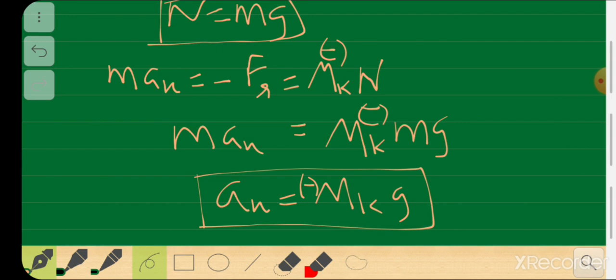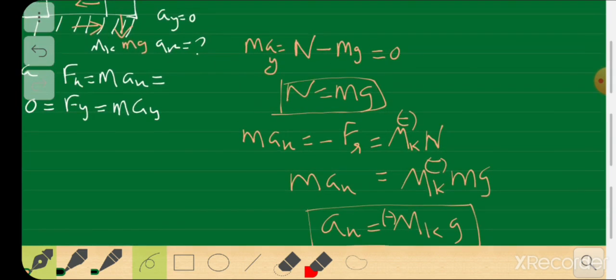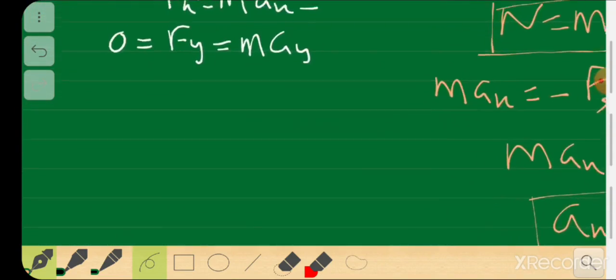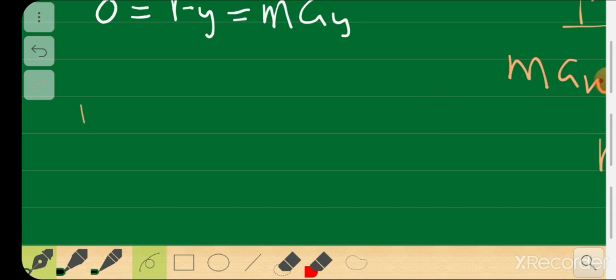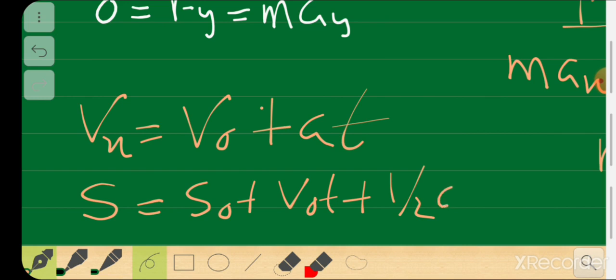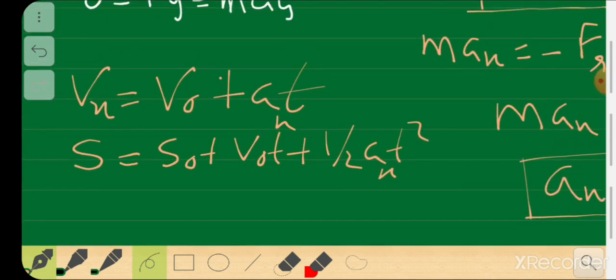Now what I can do is write down the equations of motion here. We are in the first stage of this problem. The basic equations of motion say that vx is equal to v0 plus ax t, and also the distance s will be s0 plus v0 t plus half ax t squared. So this is t1, and all these are for t1.